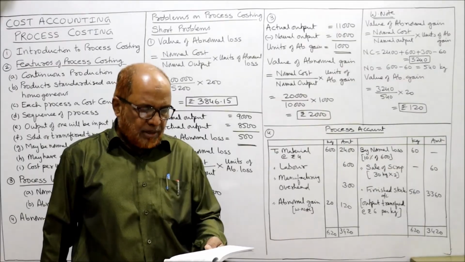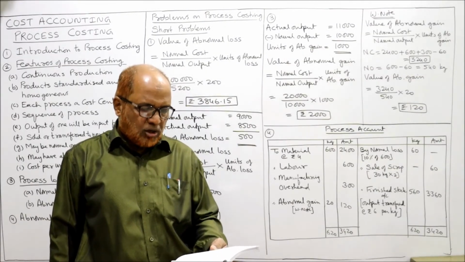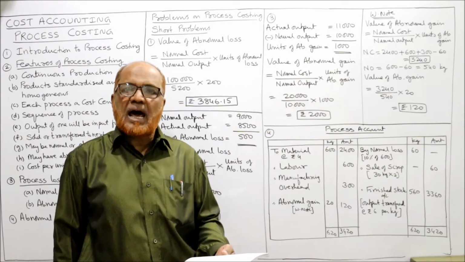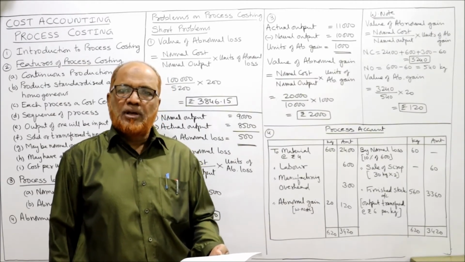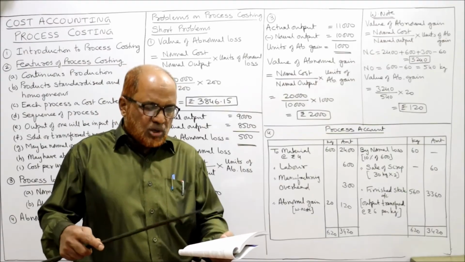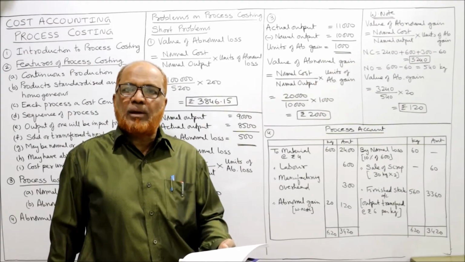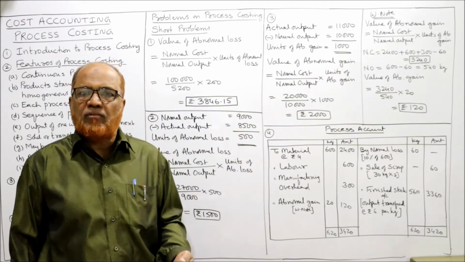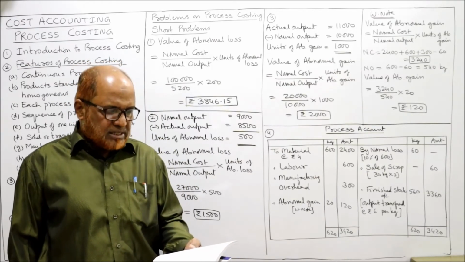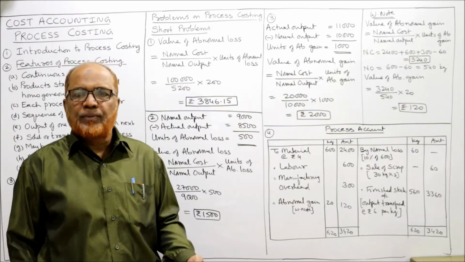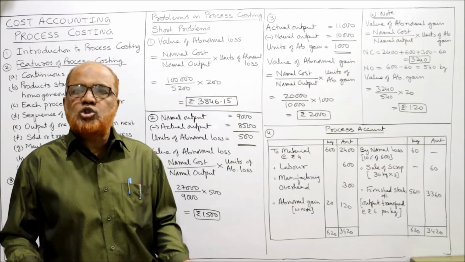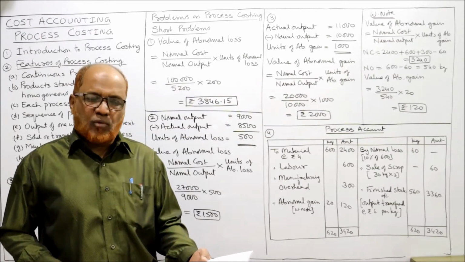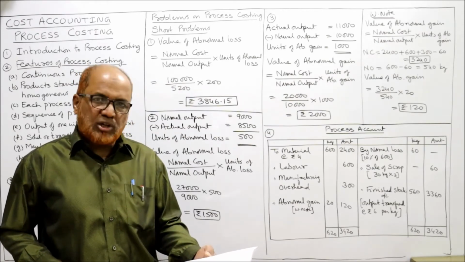Now fourth problem. The following data are available with regard to production of product Z. Material put in the process 600 kilogram at rupees 4 per kg. So in a process 600 kilograms of material was introduced, 1 kilogram is 4 rupees, so 6 times 4 is 24, 2400 rupees. Cost of labor 600, manufacturing overhead 300. So in this problem we have to make the process account. Expenditure: material 2400, labor 600, manufacturing overhead 300.